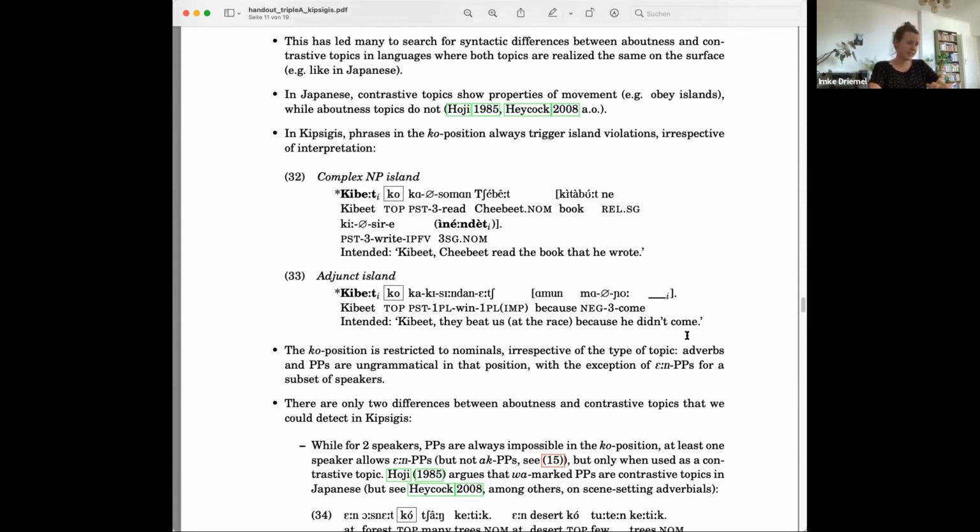And the other similarity we find is that the Co position is restricted to nominals, irrespective of the type of the topic. So adverbs and PPs are ungrammatical. There is one exception here with this particular PP for a subset of speakers.